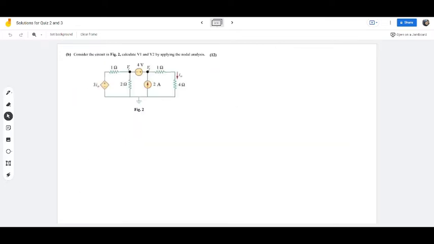Now the second part of question number 1. The question 1B asks: consider the circuit in figure 2, and calculate V1 and V2 by applying nodal analysis. Just so you know, this is a basic circuit, the easy kind of question in circuits.